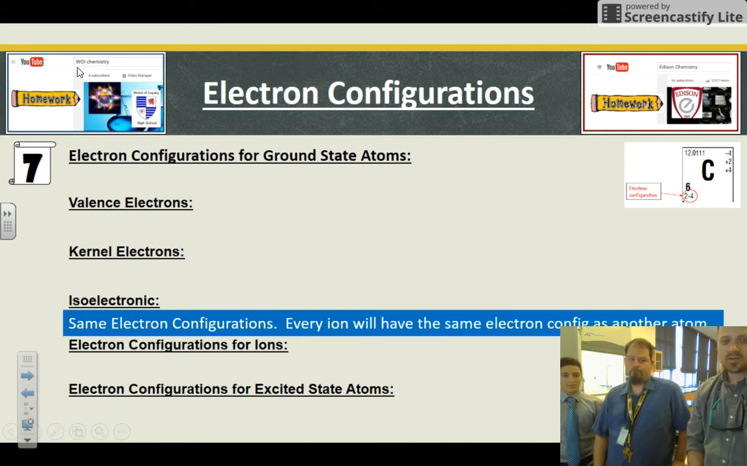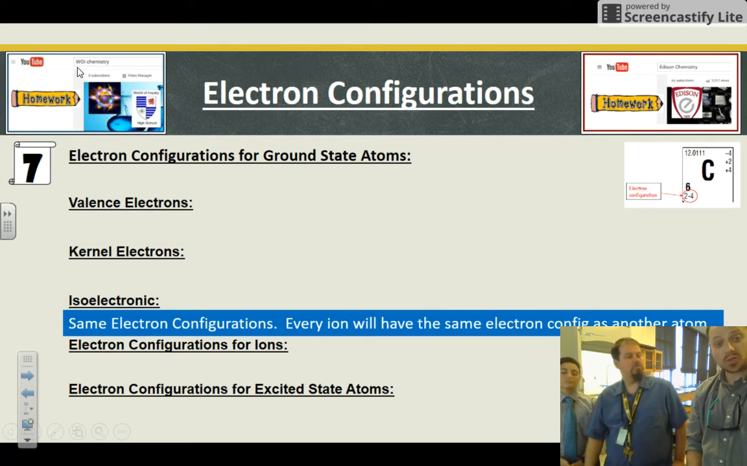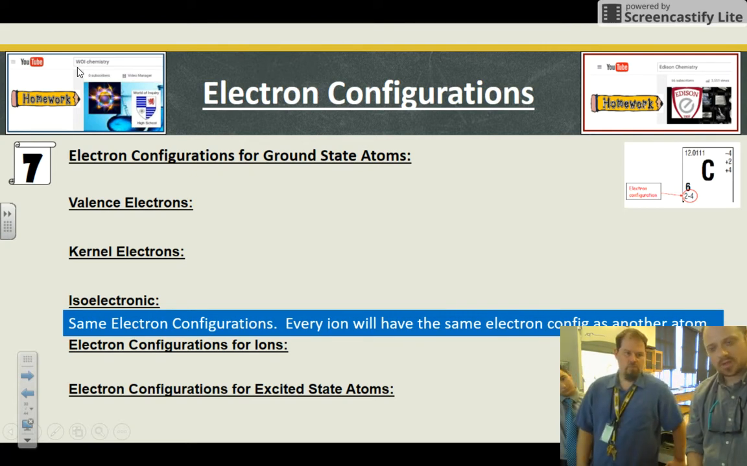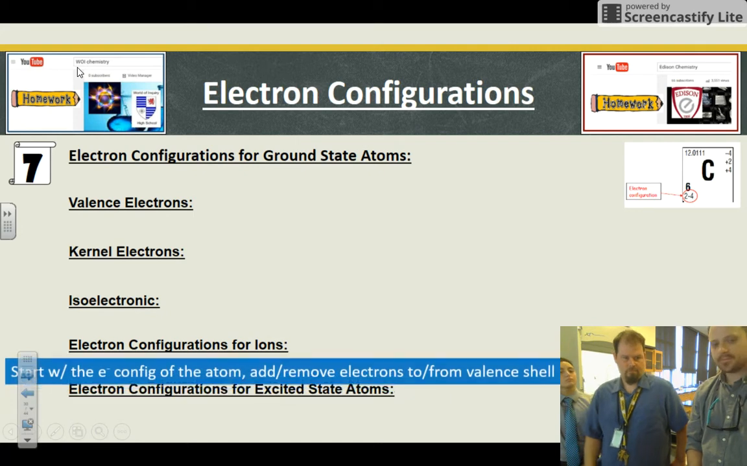Isoelectronic has to do with the electrons. So if you lose some or you gain some, it's going to have the same configuration as some other element when it's at its ground state, when it's not an ion. We will find that ions like to become a noble gas, isoelectronic with a noble gas, because that is very stable.